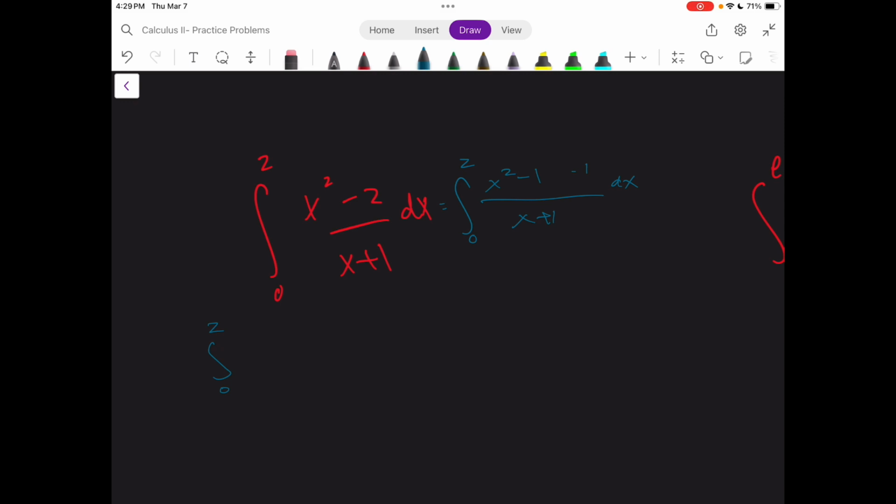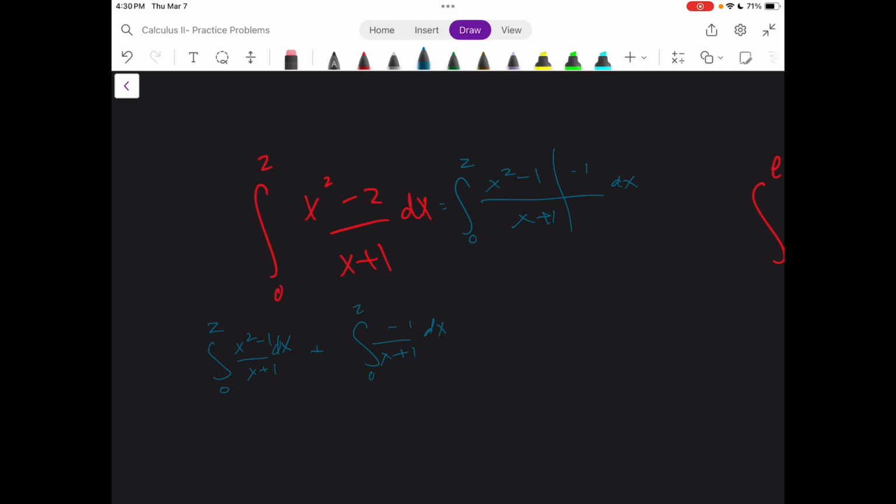We can split it right here into two integrals. The integral of x squared minus 1 over x plus 1, plus the integral of negative 1 over x plus 1. As you can see, this one on the right is going to become the natural log function. Also, don't forget your dx's and the bounds.